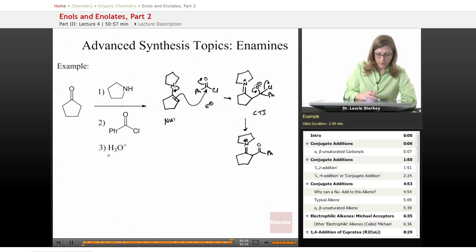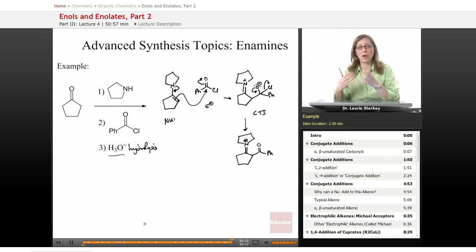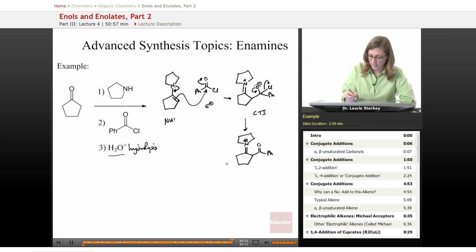And then our last step here, we're going to do hydrolysis. So an enamine is something that we create temporarily to use and activate it and make it like an enolate, and then we take that nitrogen back out. So that's what makes it a synthetic equivalent. So step 3, we're going to do hydrolysis. And hydrolysis of an imine gives us back our carbonyl. And that would be a very nice way of doing this transformation.